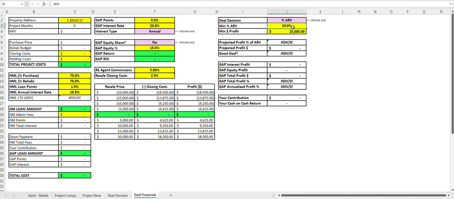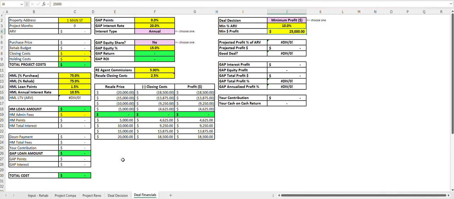So if you sell it for $200,000, you need to make $20,000. You sell it for $400,000, you need to make $40,000. You sell it for $600,000, you need to make $60,000. It's a good way to do it. Now, if you're playing within a smaller threshold, let's say you're playing within $350,000 resale over and over again, and it's a very competitive market, you say, you know what, for every deal within a 350 ARV, I need to make a minimum of $25,000. So in that scenario, you would take this number and change it to minimum profit, and enter in your minimum profit.